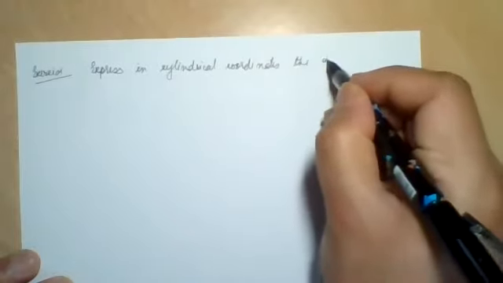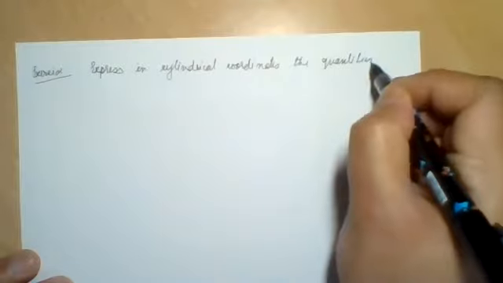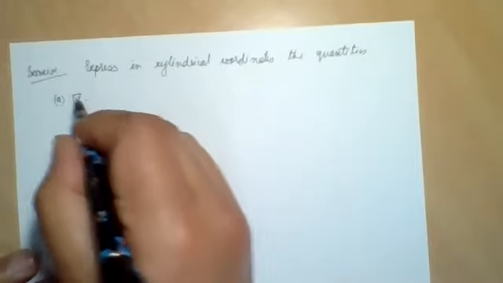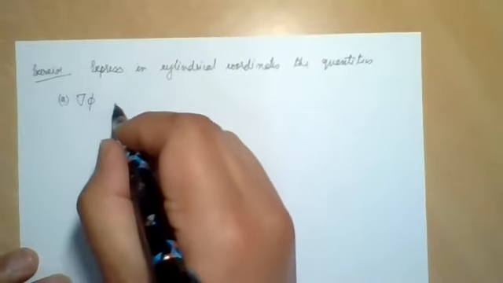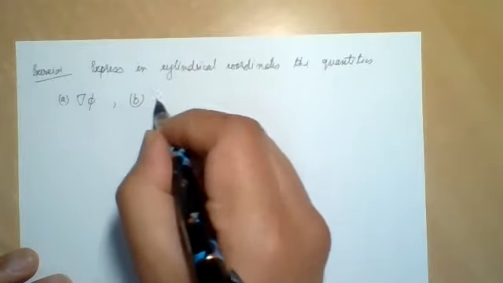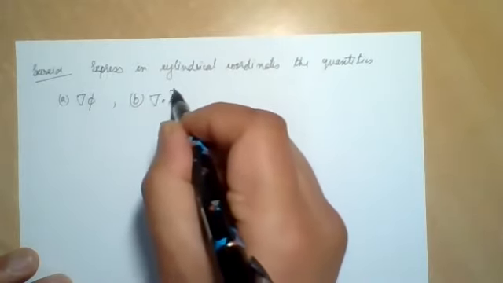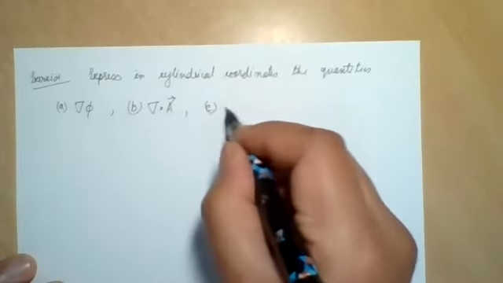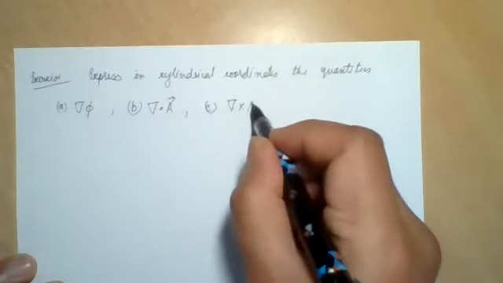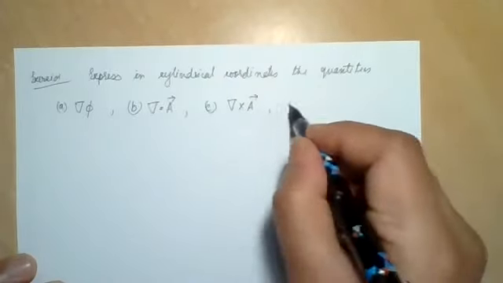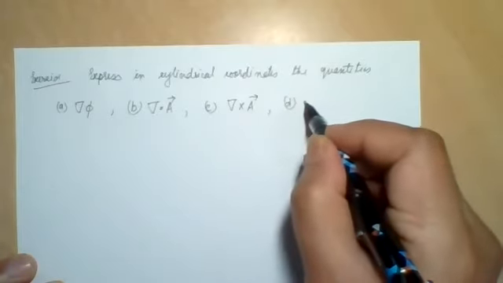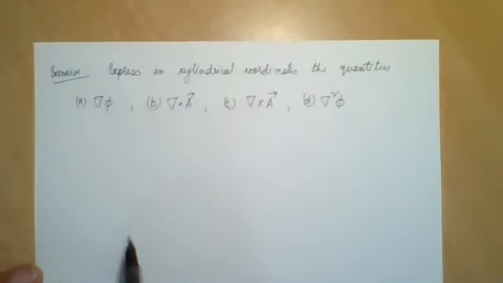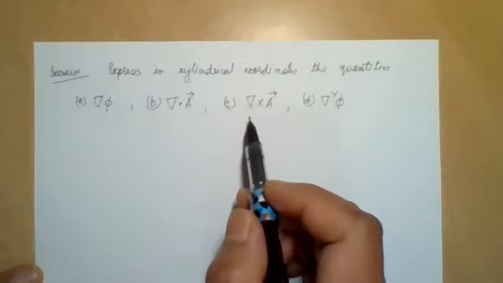The quantities. Number A, the gradient of phi. Comma B, the divergence of the vector field A. Phi is a scalar field, A is a vector field. Number C, the curl of the vector field A. Number D, the Laplacian of the scalar field phi. Express these four quantities in cylindrical coordinates.